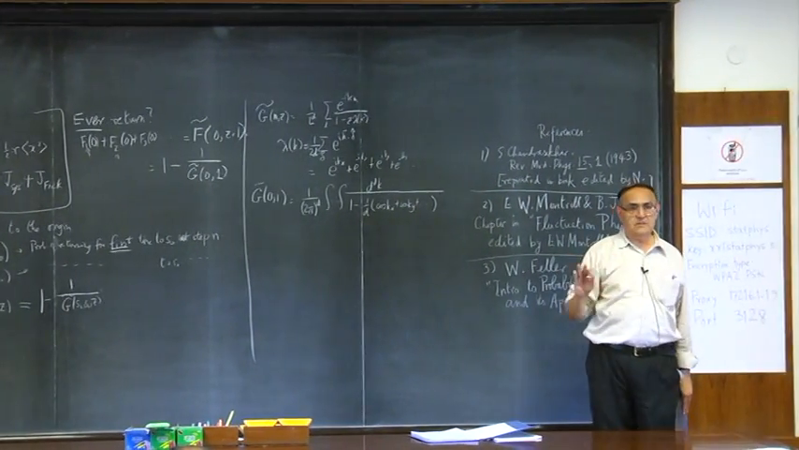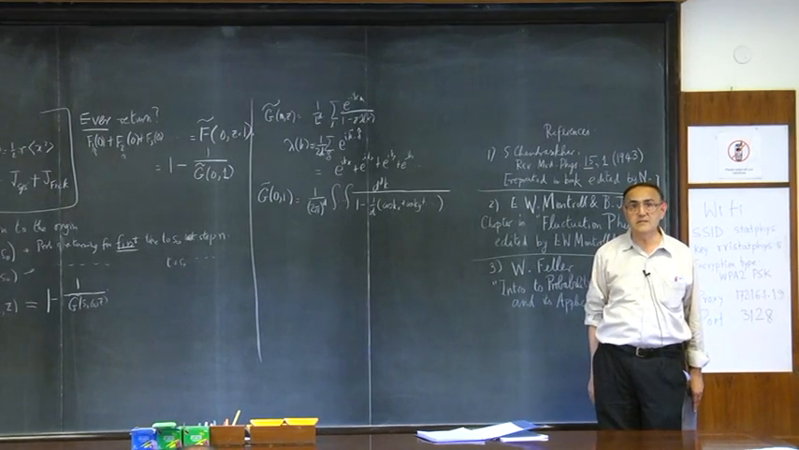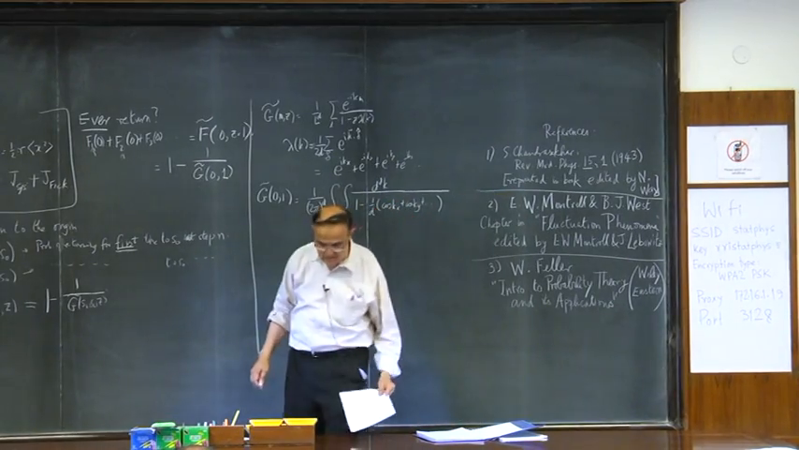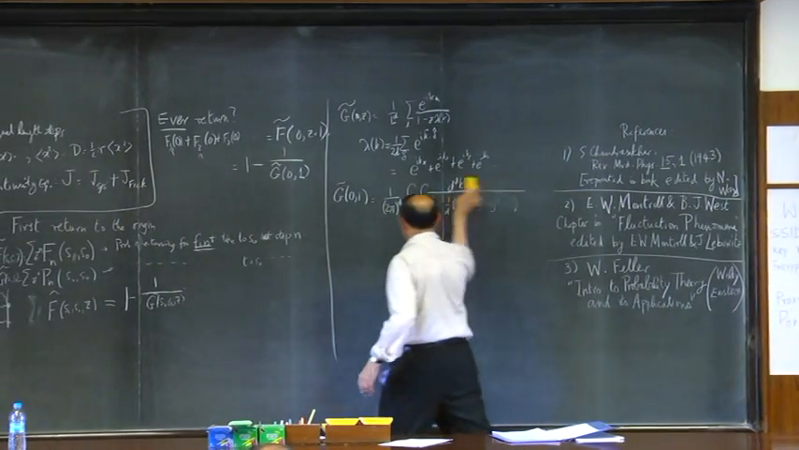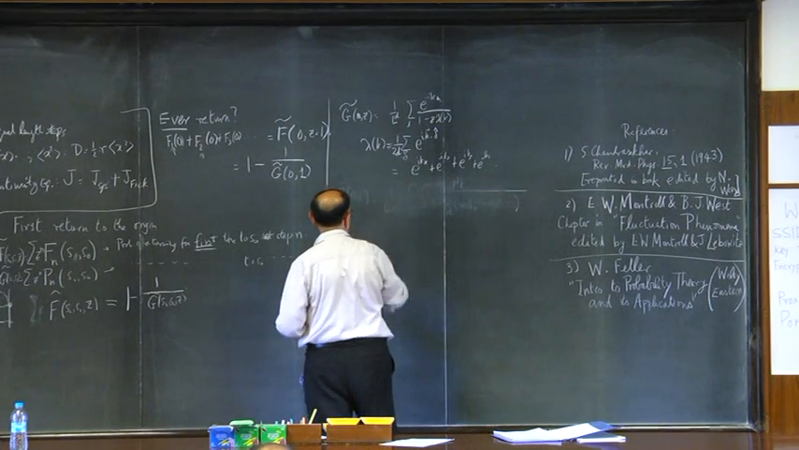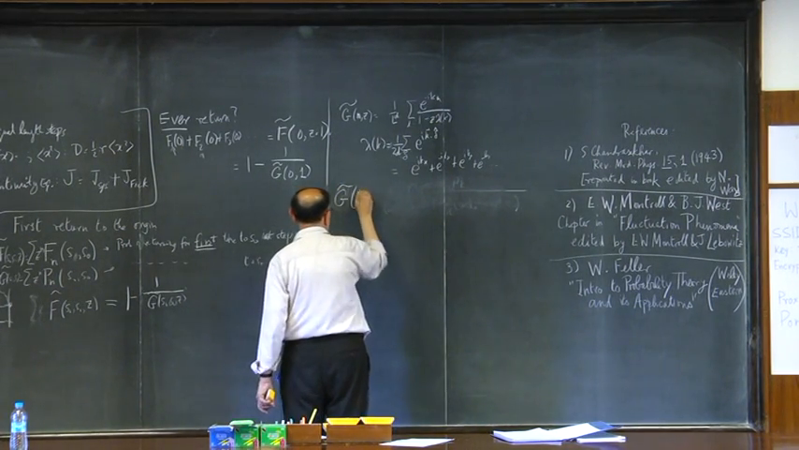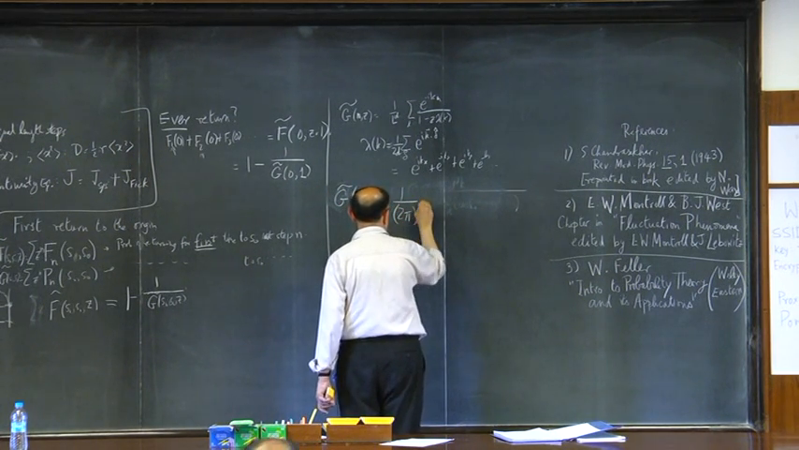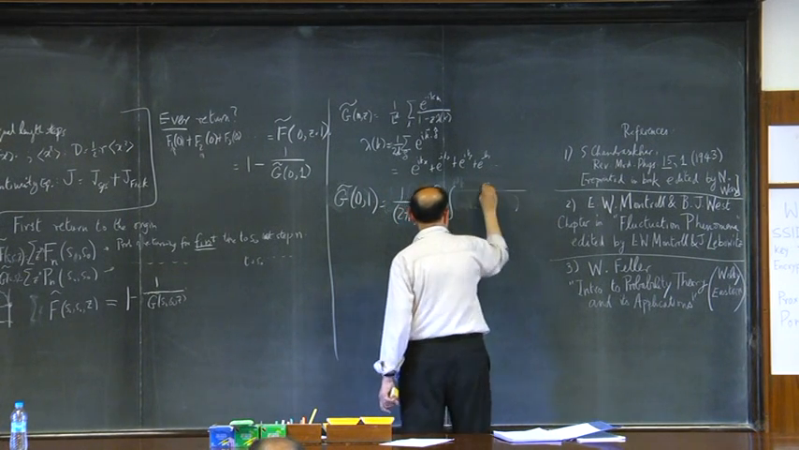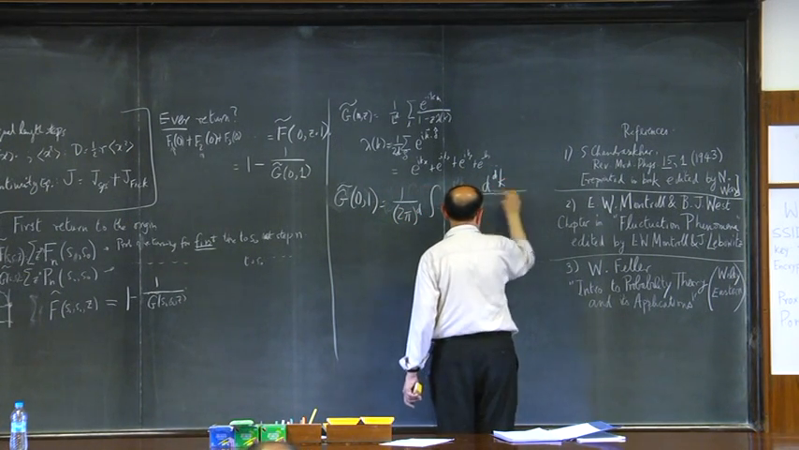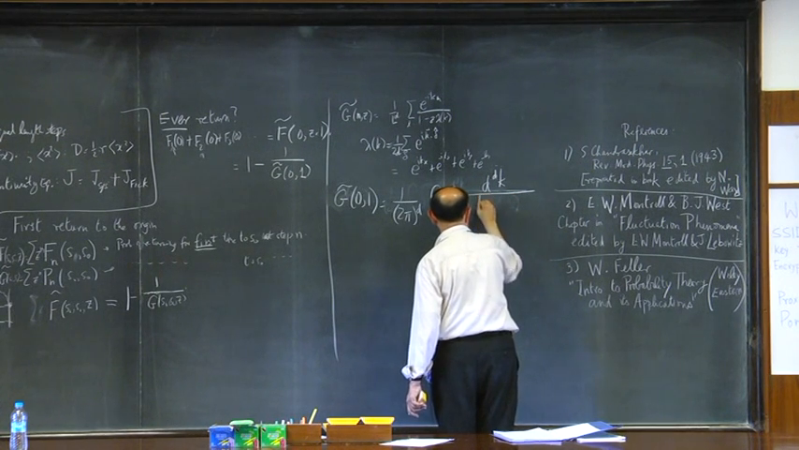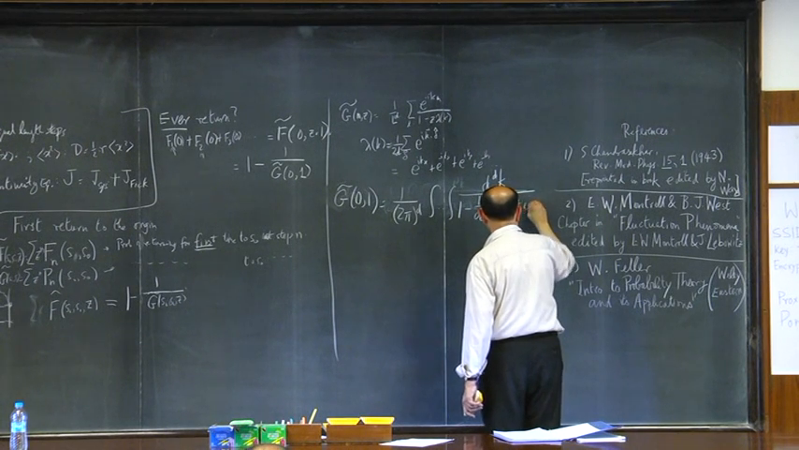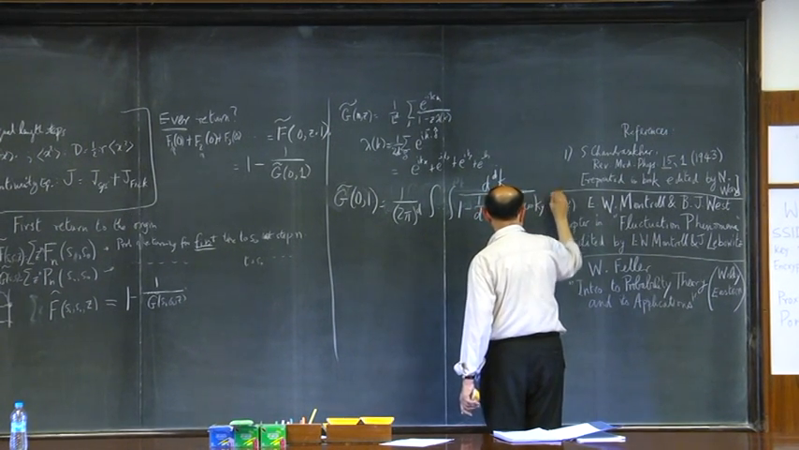Okay. All right, yes. You're not able to see because it's too small? Okay, 1 minute. One over 2 pi to the d integral d dk, 1 minus 1 over d cos kx plus cos ky plus etc.